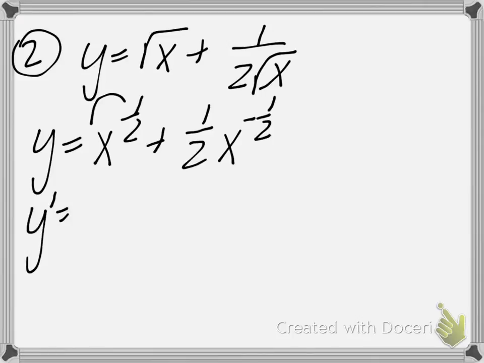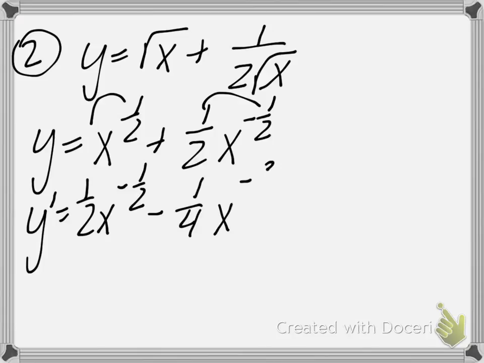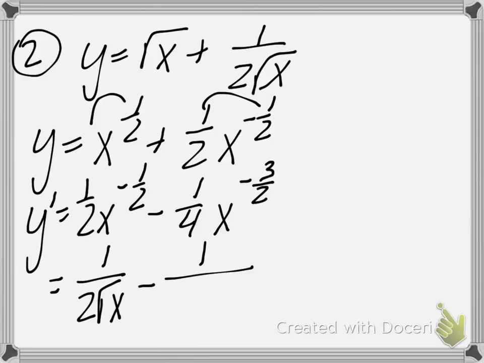Okay, so I'm going to bring down the 1/2, keep the x to the negative 1/2, bring down that negative 1/2, the negative 3/2. Okay, that's not a choice. So we're going to simplify. So we're going to get this for the first one, and we're going to get this for the second. And that's not a choice either, and that's because that could be further simplified. I'll make some room up here.